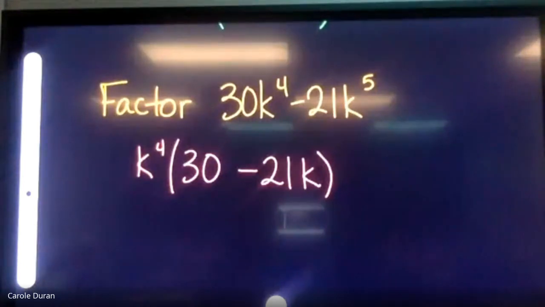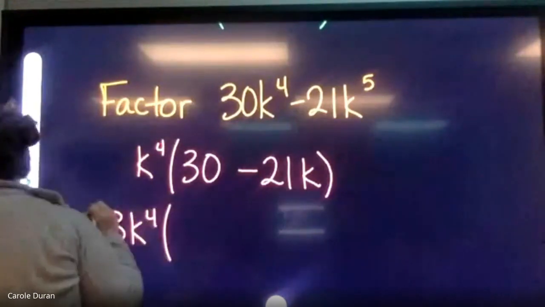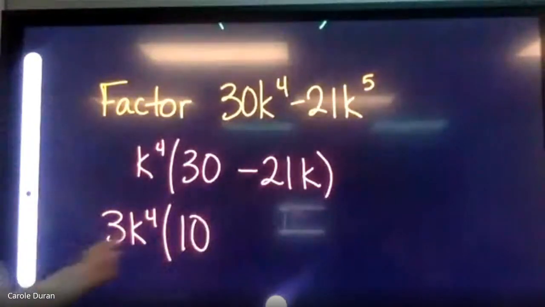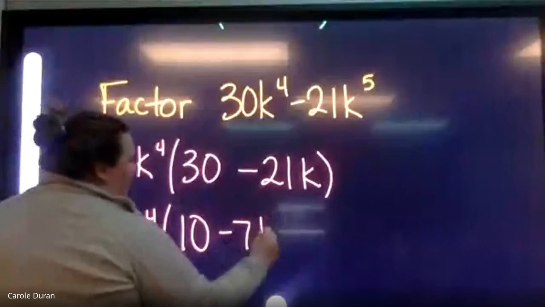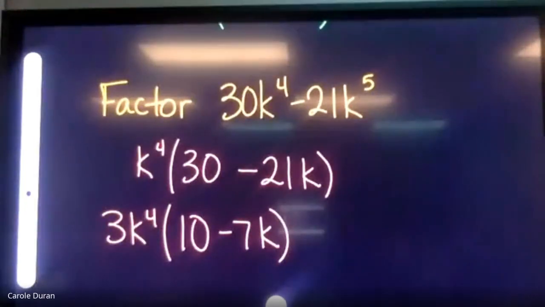Good. What next? I could take a 3 out. You could take a negative out, but it's not going to change anything. Also, my first term is not negative, so we tend not to do that. But we can take a positive 3 out of everything. So when I take a 3 out of 10, I get 30. When I take a 3 out of negative 21, I get negative 7. So this becomes 3k to the fourth times the quantity 10 minus 7k.